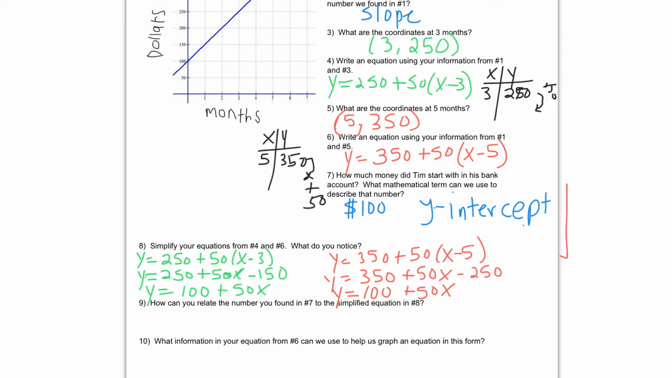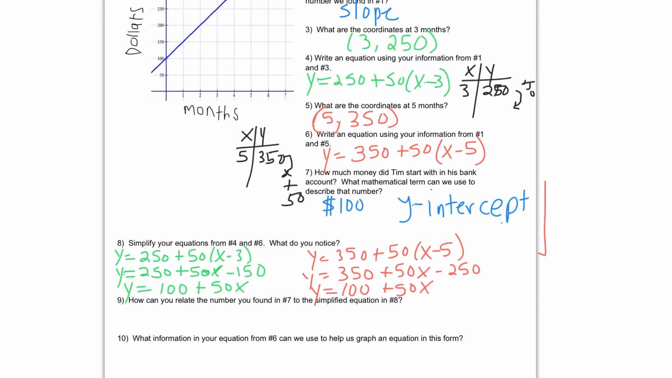So one thing to note is that our equations here are the same. We get 100 plus 50x in this one, and we get 100 plus 50x in this one. So they are exactly the same, which means no matter what point you choose in your graph, as long as you're using the right slope, you can simplify it down and get the same equation.